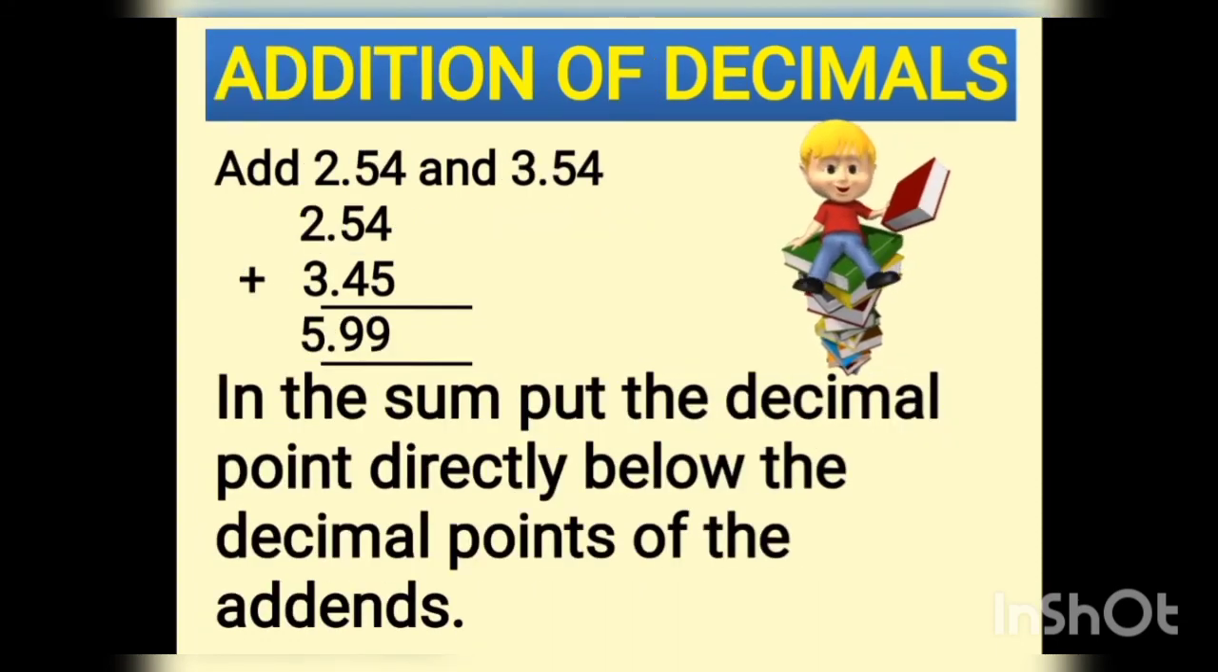Now how to add decimals? Look at here. Add 2.54 and 3.54. First of all, put the decimal point directly below the decimal point in the addends and then add. The answer will be 5.99.